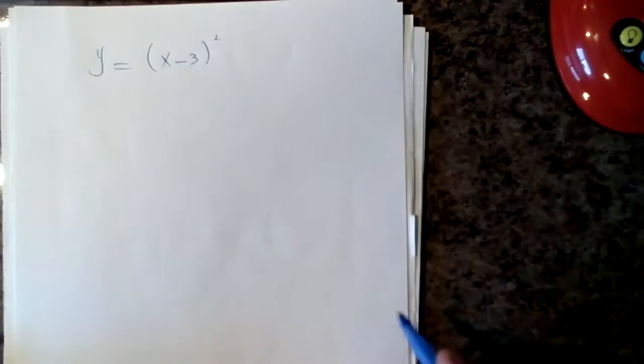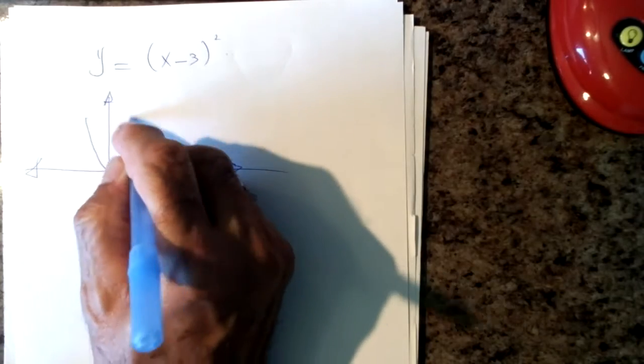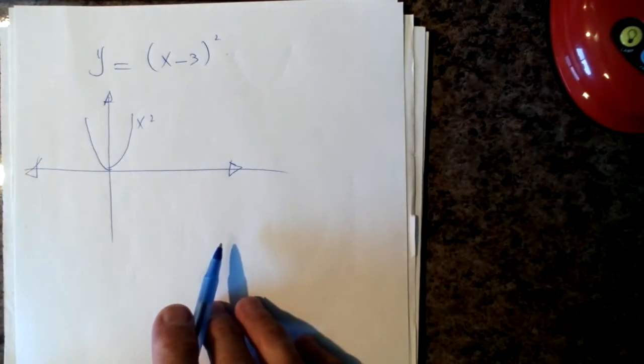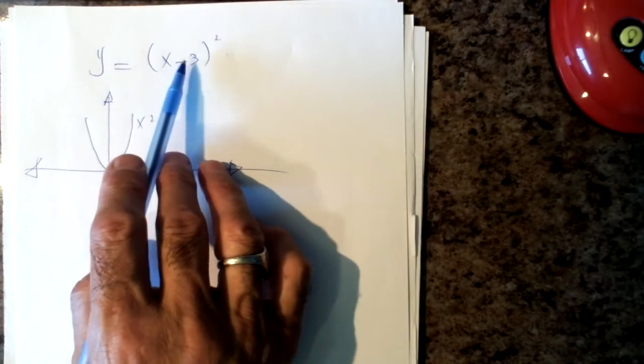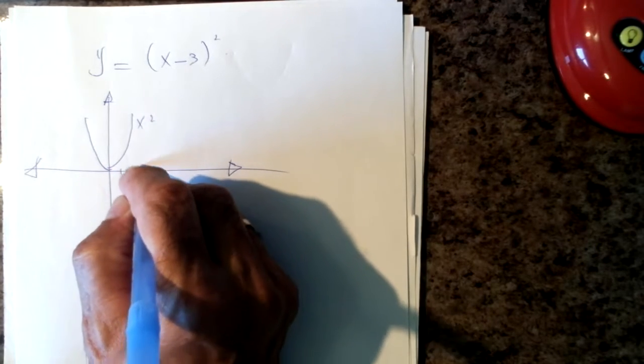Now, what if you have the shift inside of the parentheses, like (x - 3)²? In that case, the shift is on the x-axis. The shift of x² is on the x-axis, and it's always opposite of the sign. So if this is -3, then it's +3. You shift it horizontally, +3. This is (x - 3)².